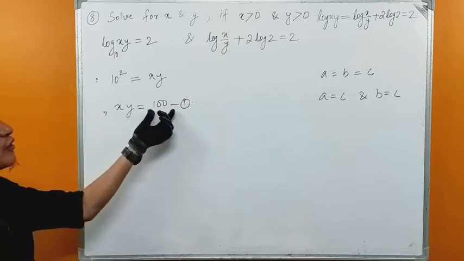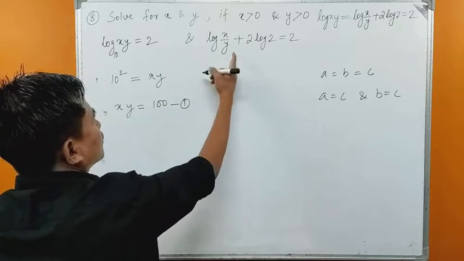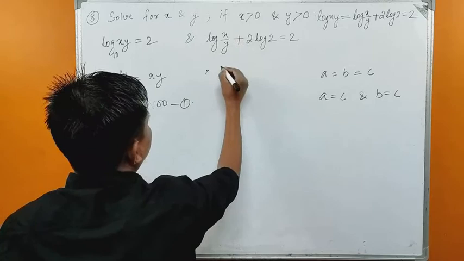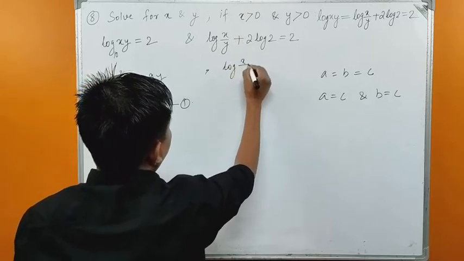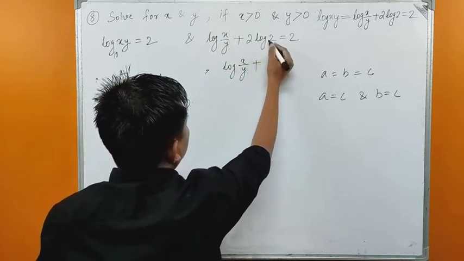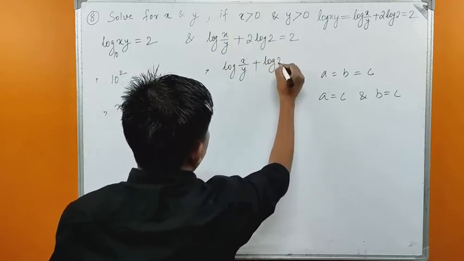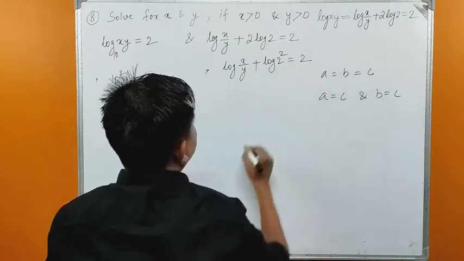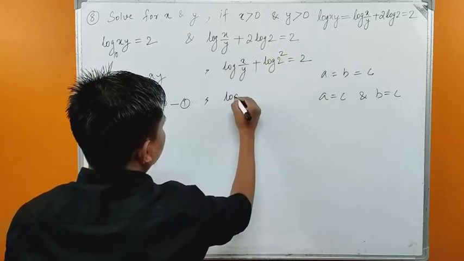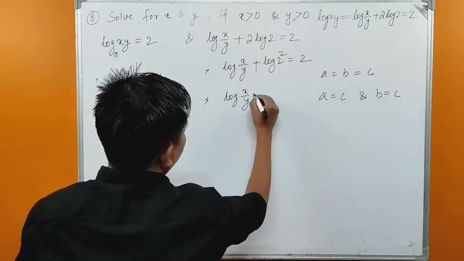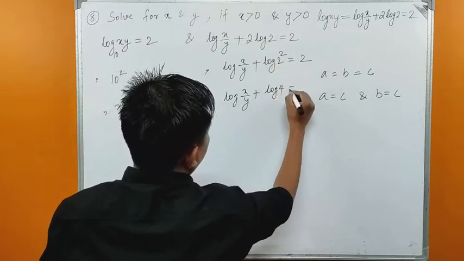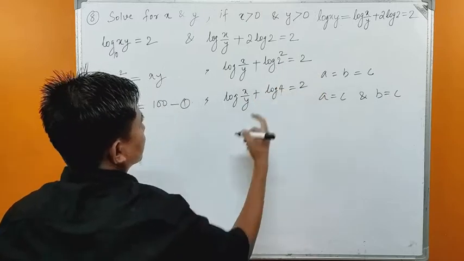Okay, xy equals 100. Now from equation 2, let this be equation 2. Log x upon y, not xy, x upon y, plus 2 log 2 means log 2 squared, isn't it? This 2 goes to the power here. So log x upon y plus log 2 squared, which means log 4, equals 2.